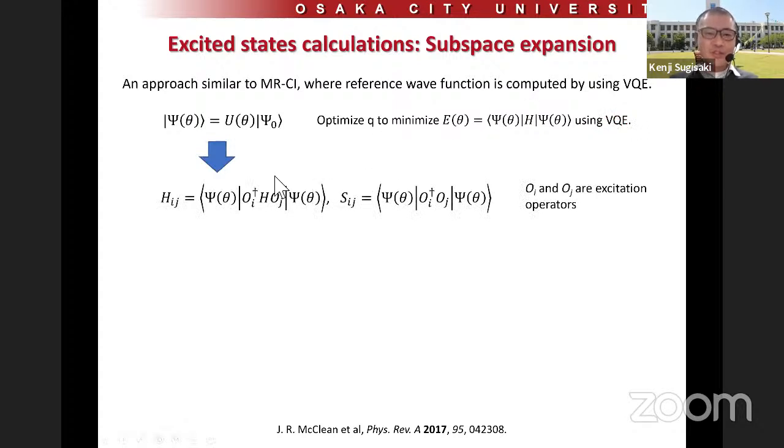And then compute the Hamiltonian matrix of the form as shown here. This optimized theta was obtained from the conventional VQE. So this can be the initial calculation, for example. And this O_I dagger and O_J are excitation operators. If we select the O_I and O_J as 1 and 2 excitation operators, this corresponds to MRCISD.